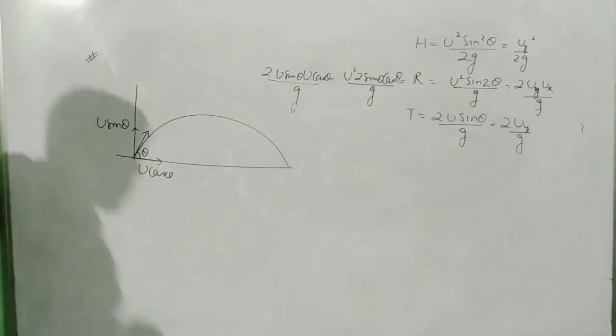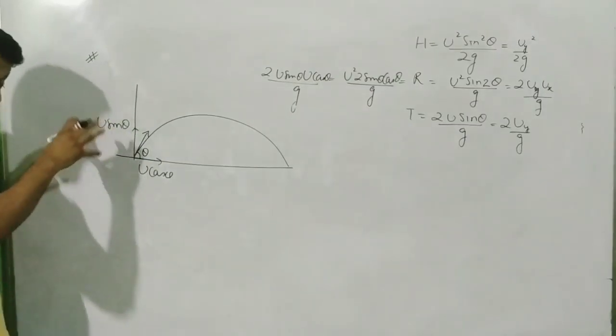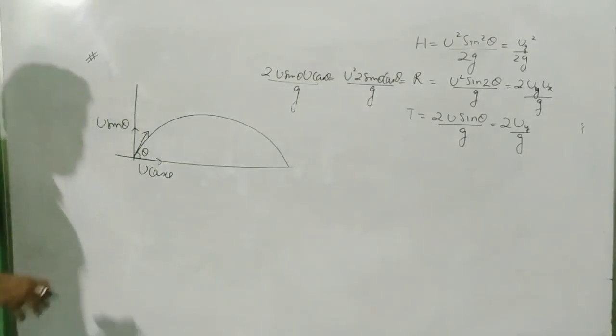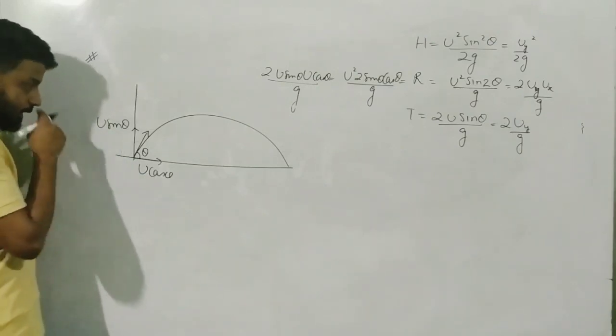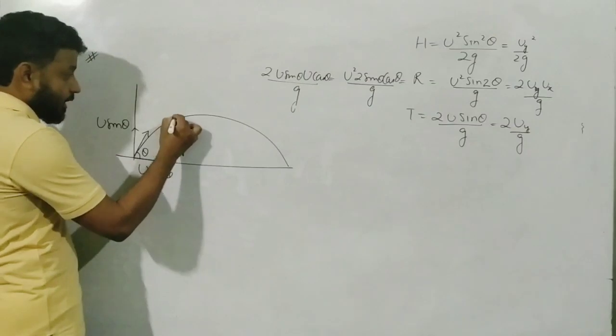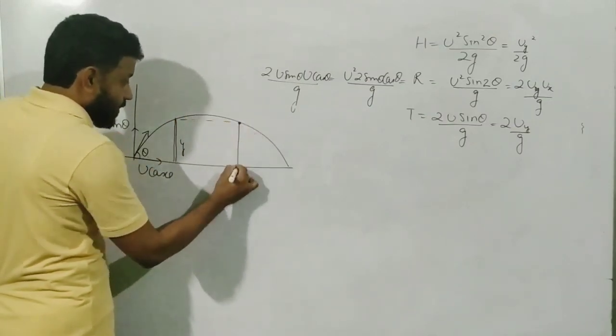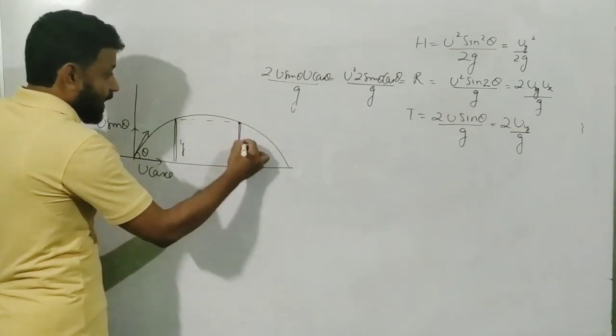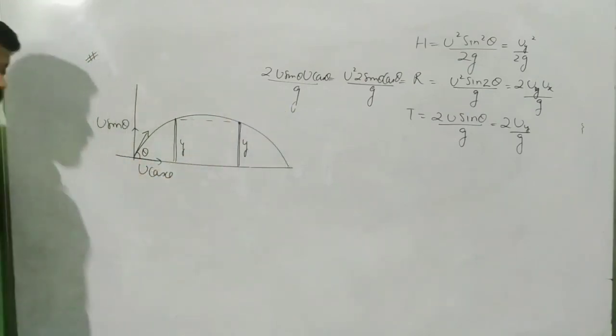With this, I am going to end the lecture also. And look at here, this is very, very interesting coming up. u cos theta, u sin theta. Now, if I consider a particular height, let us say y, and I know that the same height is again attained in the projectile motion.